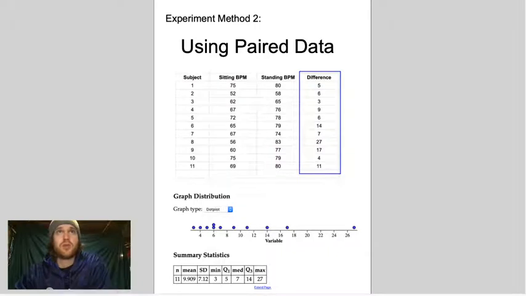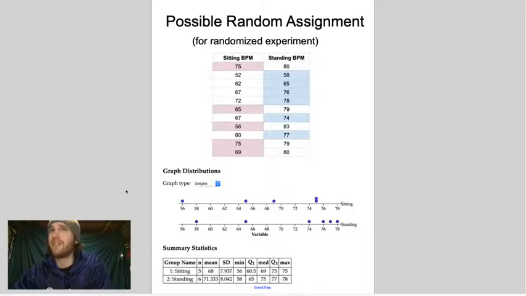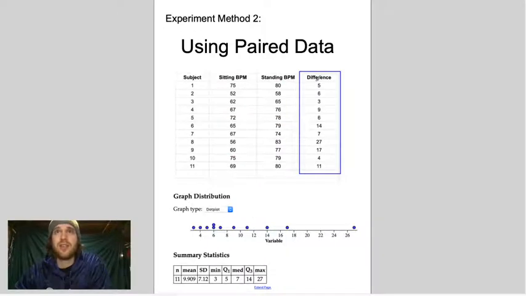Well, method 2 is what's called using paired data. Basically you're saying, well, it's pretty obvious that there's a change. If you look at the data, you can see the difference, and I'm going to specify what that difference is. That difference is standing minus sitting. If we do standing minus sitting, these are the differences that we get for each individual subject.